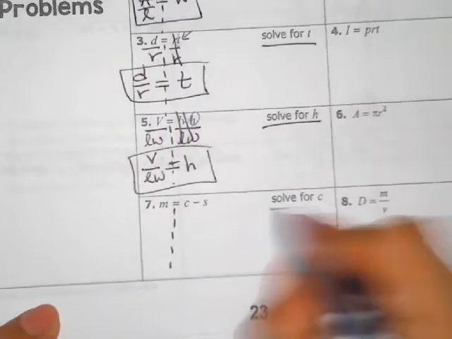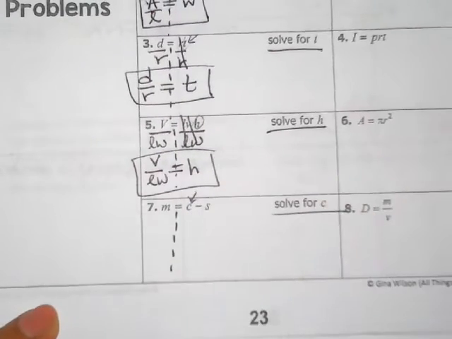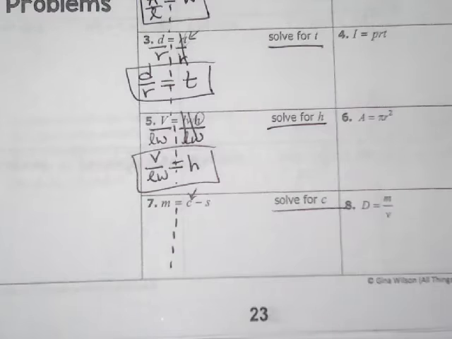7. Solving for C. There's my C. Angel Ortiz, what do we have to do?